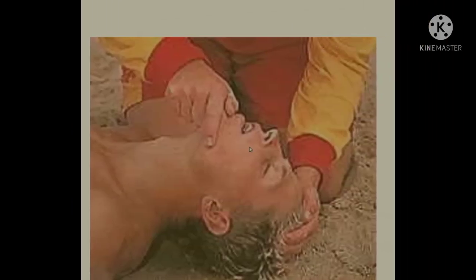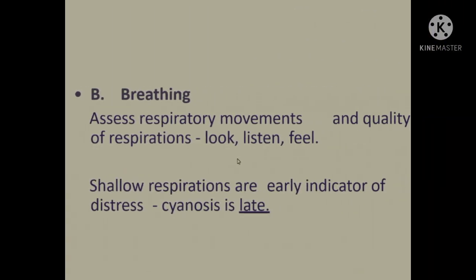In this image, we see that the patient's neck is being extended. By doing so, the airway comes into a straight line and is prevented from collapsing, which helps in maintaining the patency of the airway. That is the first step. The second thing is breathing. In breathing, we look for abdominal or chest movements. We listen to the breathing sounds and we feel the breathing. Shallow respiration is an early indicator of distress, and cyanosis is a late indicator of respiratory distress.